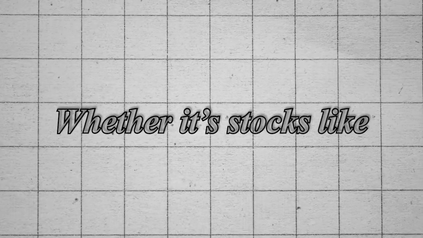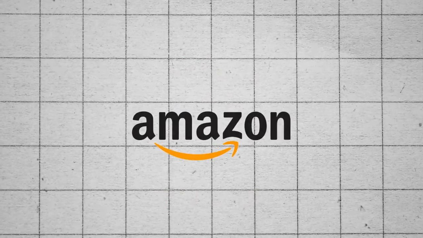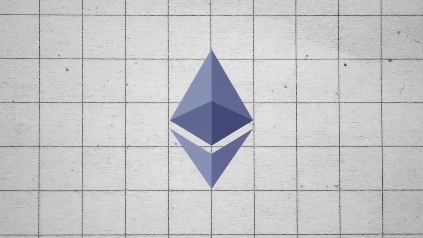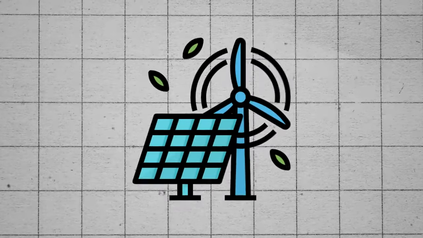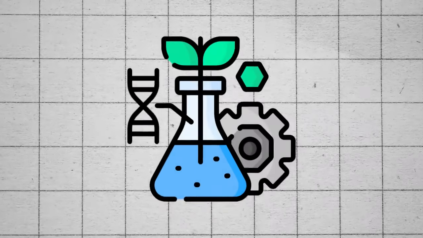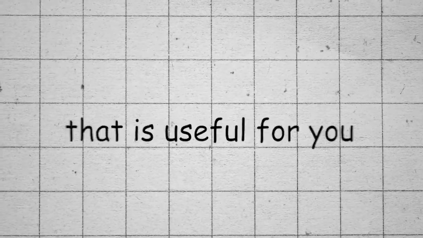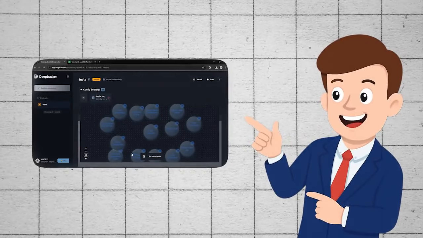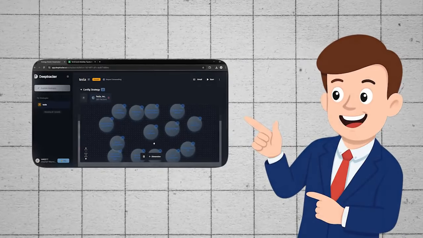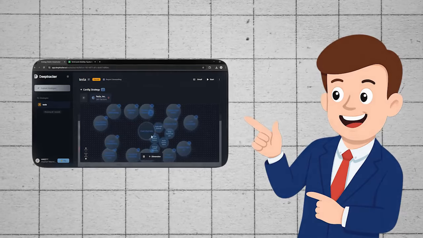Whether it's stocks like Tesla and Amazon, crypto like Bitcoin and Ethereum, energy like oil and renewables, or even specific industries like electric vehicles and biotechnology, the information is categorized exactly in the way that is useful for you. Today, we'll see how DeepTracker can upgrade your strategies from guesswork to data-driven decisions.